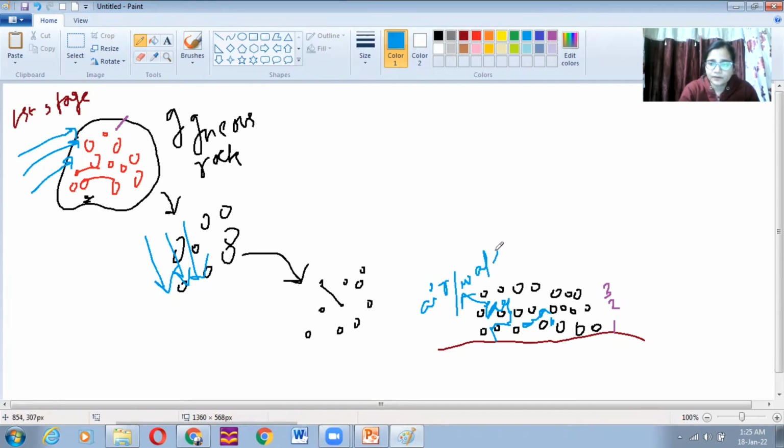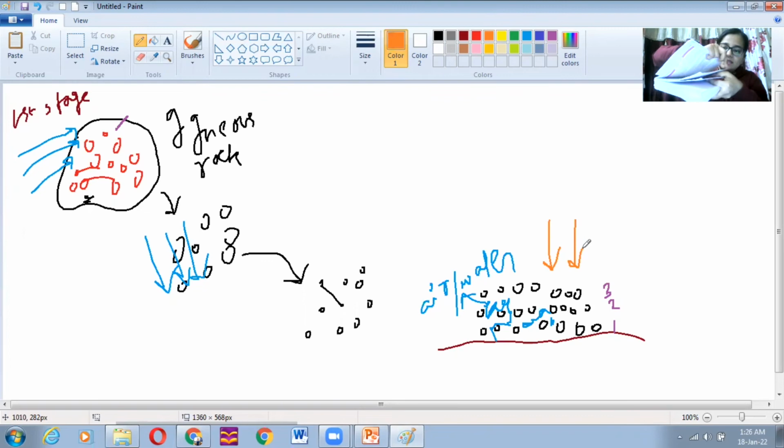ठीक है. Now अभी ऊपर से क्या प्रेशर आ रहा है? The gravitational pressure. With the orange color I am depicting the gravitational pressure. ये मान लो आपका रॉक्स है, सॉरी ये सेडिमेंट है, ये एक सेडिमेंट है, ये एक सेडिमेंट है, 3 सेडिमेंट आ गया और मेरा उंगली गैप है.